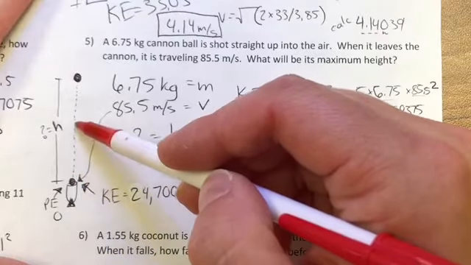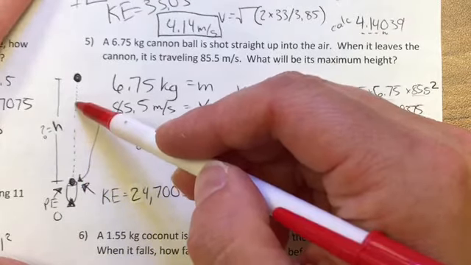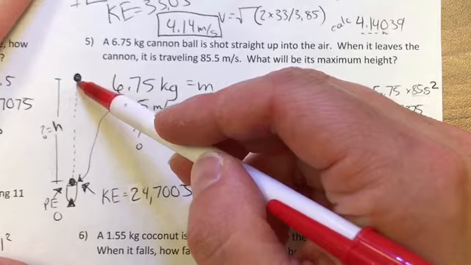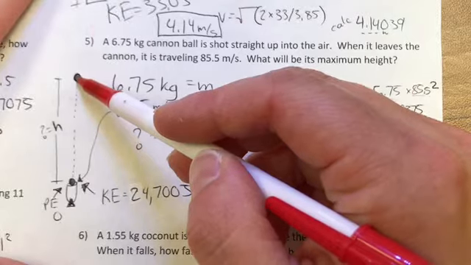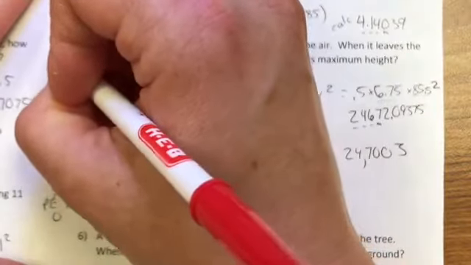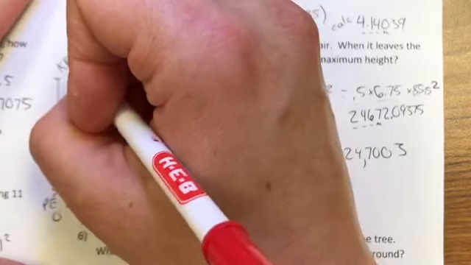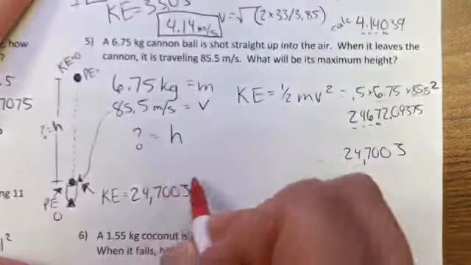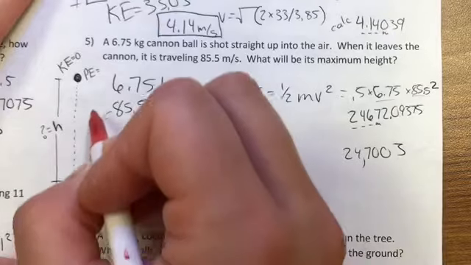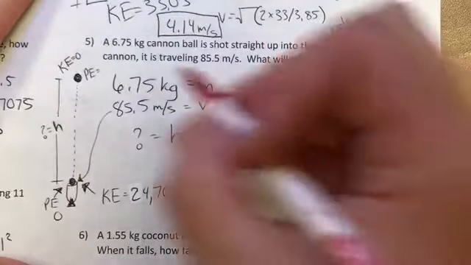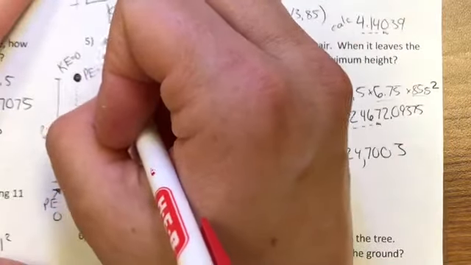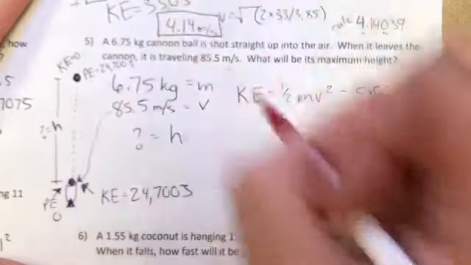Goes up, up, goes fast, goes slower but higher, slower but higher, stops. Kinetic energy equals 0. Potential energy: all of this kinetic energy transformed into potential energy. 24,700 joules.